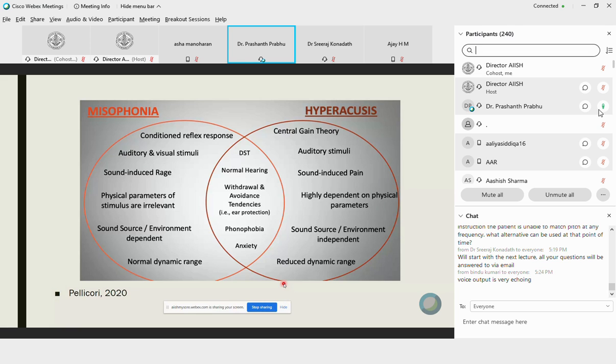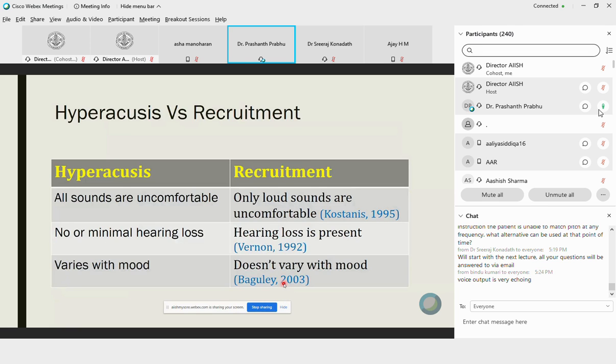Okay, so coming back to hyperacusis, another common question that is asked by my students as well, and all of you would have a confusion, is how is hyperacusis different from recruitment? All of us have learned about recruitment. Recruitment is an abnormal growth of loudness. So how is recruitment different from hyperacusis? There are a few indicators that can help us differentiate hyperacusis and recruitment.